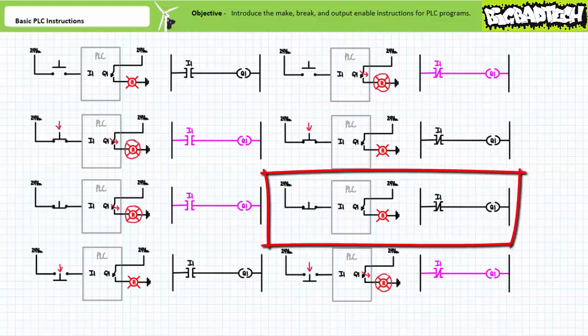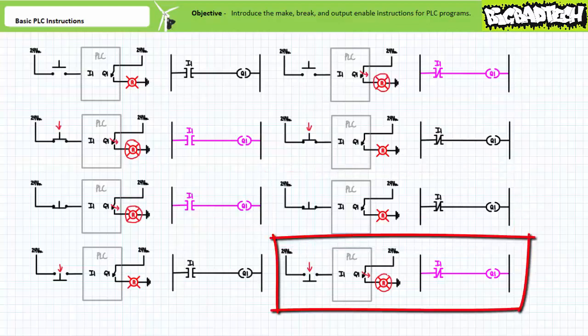Consider a normally closed switch in the deactivated closed state instantiated in a PLC program as a break instruction. In the deactivated closed state, this switch delivers a logical 1 to the input, and the break instruction does not allow logical continuity, and the output is de-energized.